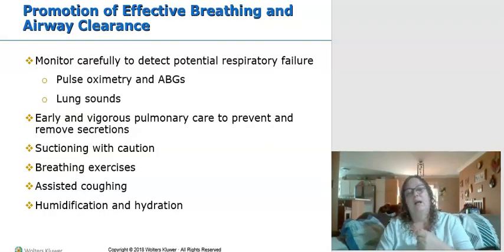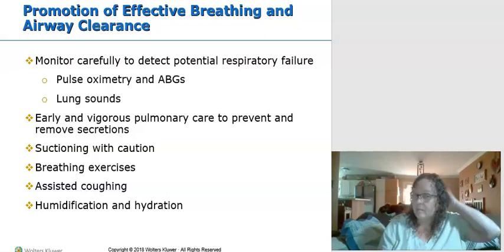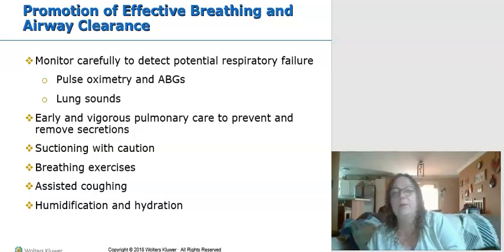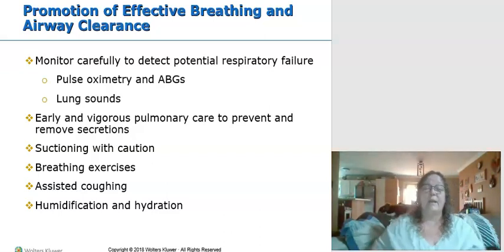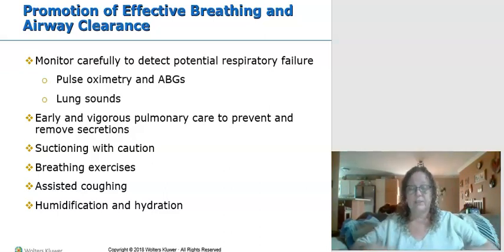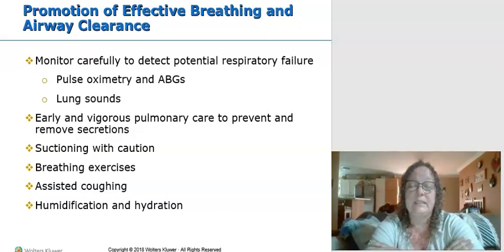All right. So promotion of effective breathing and airway clearance in patients with spinal cord injury. Want to monitor carefully to detect the potential respiratory failure. So there may be continuous pulse oximetry, ABGs if indicated, arterial blood gases, frequent monitoring of lung sounds, early and vigorous pulmonary care to prevent and remove secretions. So again, hopefully we can prevent these issues, but if they're on oxygen, you may want to consider using humidified oxygen.